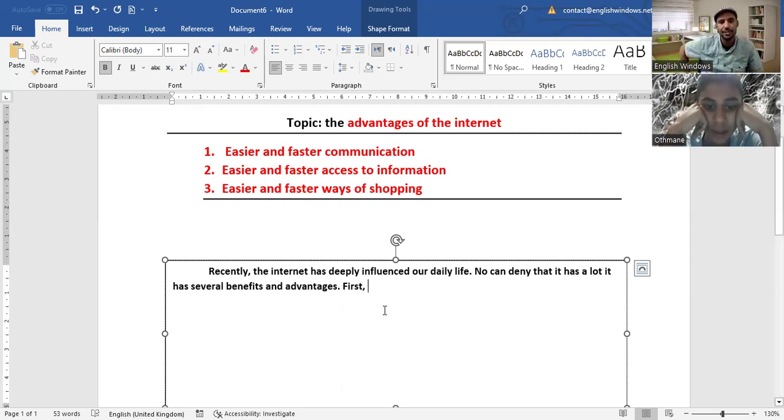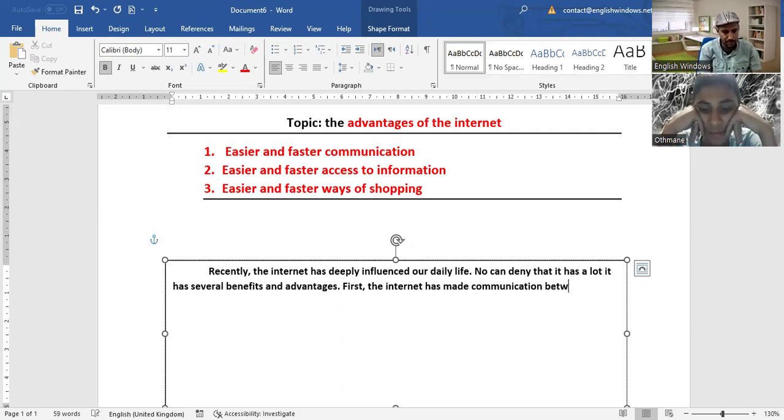So how can you state the first advantage, which has to do with the ease of communication? First, the internet can make it easier to communicate with someone in another country or far from you. Very nice. So we can say here that the internet has made communication between people easier and faster, guys.